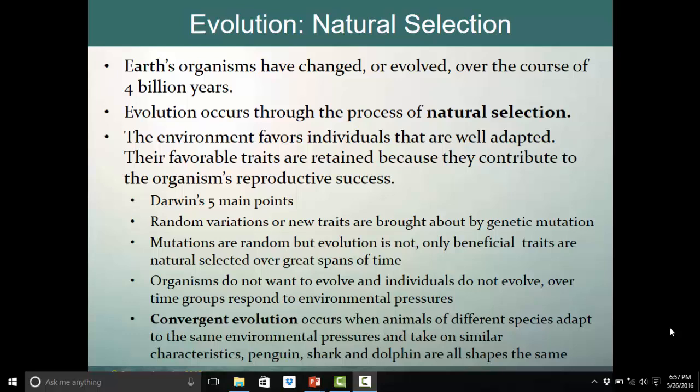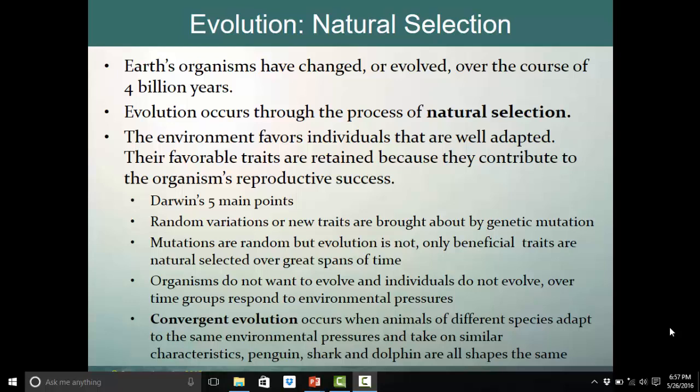Organisms don't want to evolve. Organisms aren't trying to evolve. Organisms aren't thinking about better ways to be and therefore evolve. They don't want to evolve, and individuals do not evolve. I don't decide that if I was taller, I'd be a better basketball player and then evolve into a taller basketball player. Organisms evolve over time, as those groups respond to environmental pressures. If environmental pressures push animals to be tall over great periods of time, they become taller.